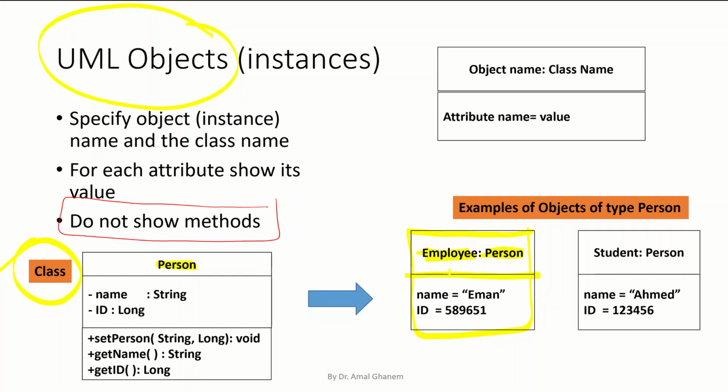In the second section, I have to specify the attributes and their values. So here I have ID and name. So simply I will say name and ID, or ID and name, it doesn't matter. And then equals some sample values. I have to remember that I'm declaring name of type string, so I should have it between double quotation marks, and ID of type long, so I should have it as a long number. And also we have to remember that methods should not be shown within the UML objects because I need only sample values of attributes, but the methods are shared between all the objects.